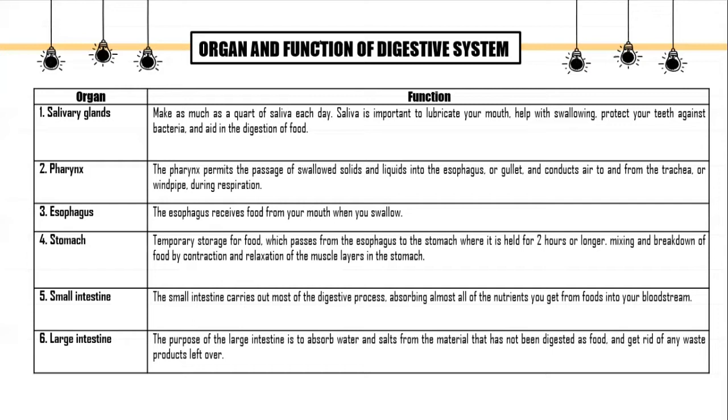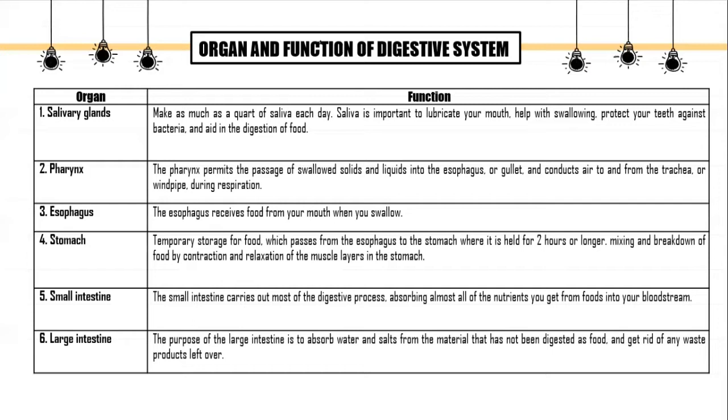Third is the esophagus. The esophagus receives food from the mouth when you swallow, and its function is also to transport material from the mouth to the stomach and to prevent GER by providing an important barrier.